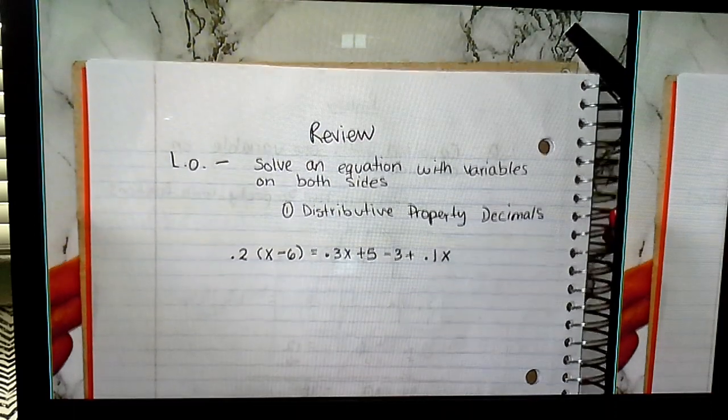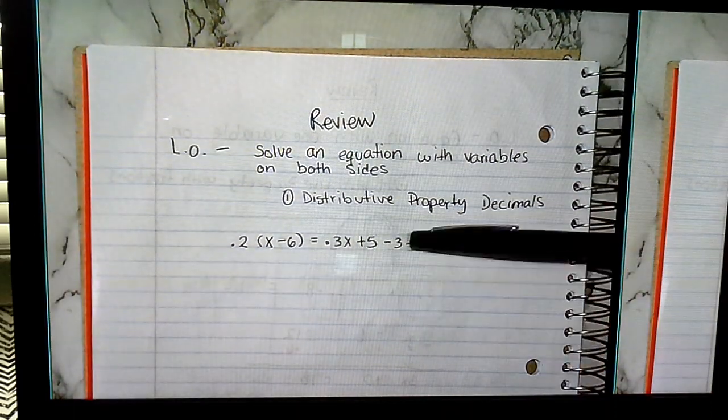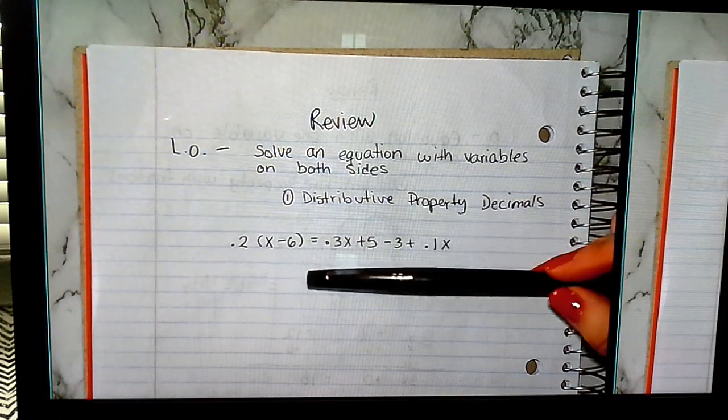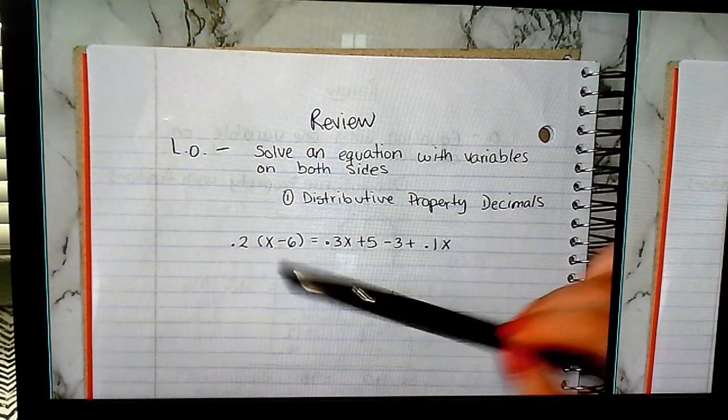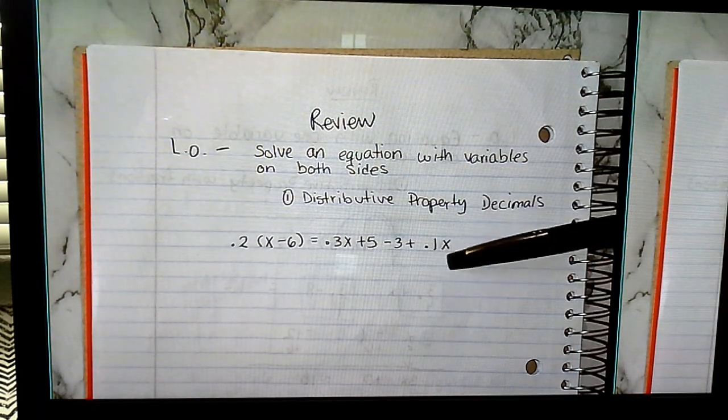Today we're going to be reviewing solving an equation with variables on both sides using the distributive property with decimals. So look at this example. We have variables on both sides, on the left and the right. We have x here inside of parentheses, and then we have x here with 0.3 and x with the 0.1.